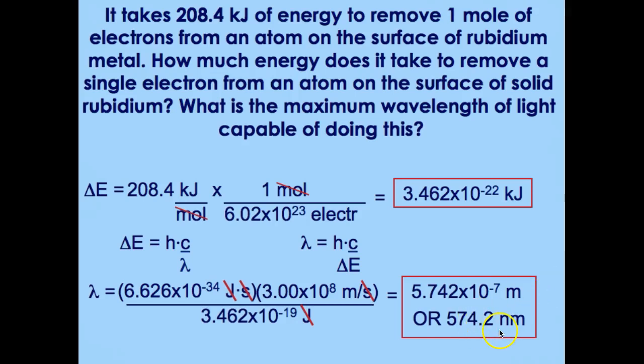Now, I put this in nanometers because this is in the visible spectrum. So this is something that regular light would be capable of doing. Visible light would be capable of generating enough energy to remove a single electron from rubidium surface.